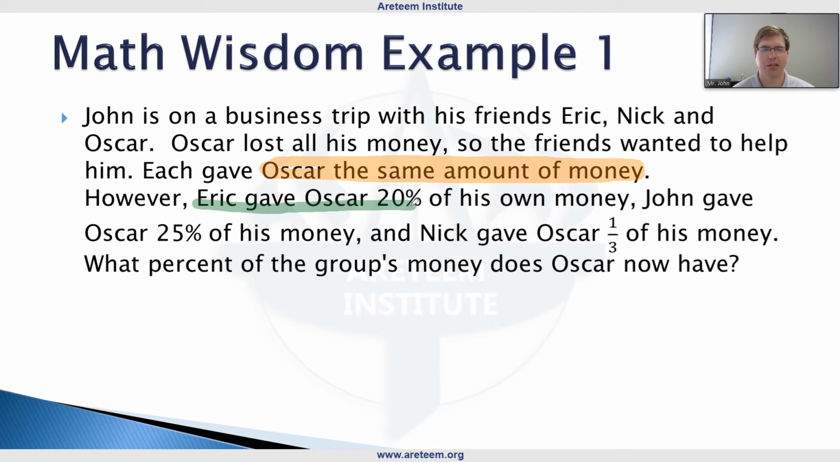So we have the following information. Eric gave Oscar 20% of his money. John gave Oscar 25% of his money. And Nick gave Oscar 1/3 of his money. Now, what percent of the group's money does Oscar now have?